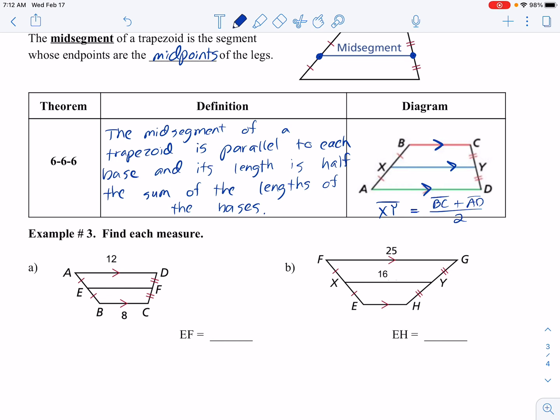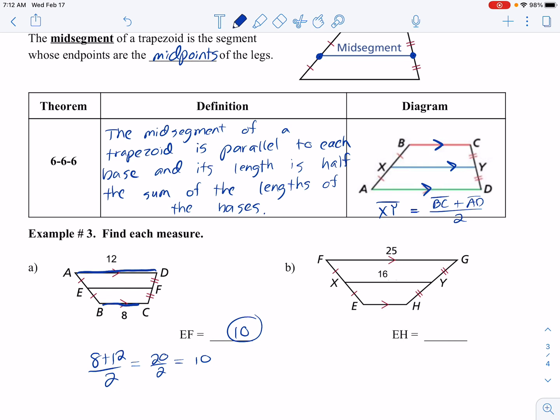All right, let's do A and B together. For A, you have the lengths of the two bases, 8 and 10. So then EF is just going to be the average of the two. Add them both up, cut it in half. We get 20 divided by 2, which is 10.